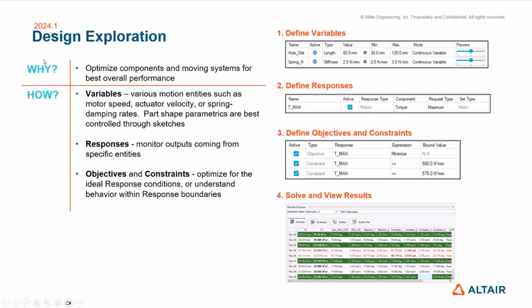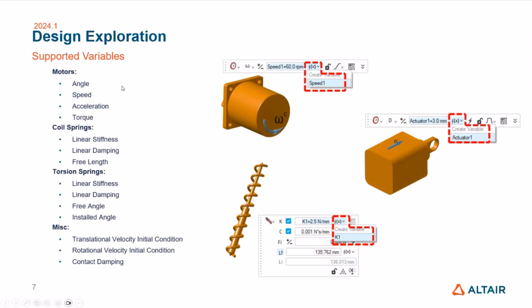First off, we have design exploration for motion. It just follows the general workflow of design exploration, but now you have the ability to create variables for certain motion entities, and responses for any outputs or components. On the next slide, you can see, for example, when you're defining the speed of a motor, the actuator length, or the stiffness of a spring, you can simply click and create a variable to control that.